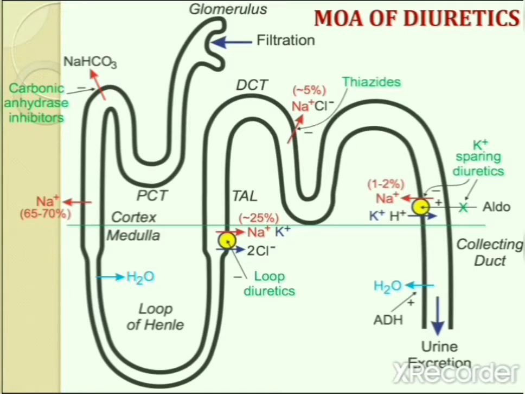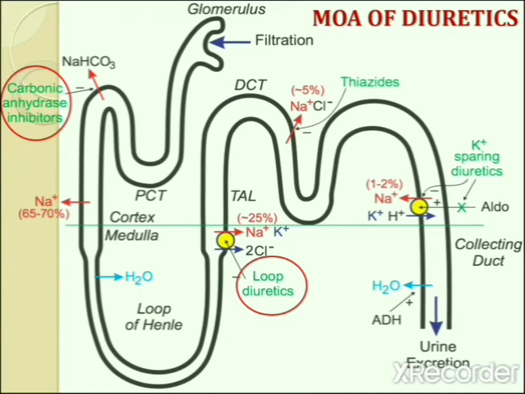The main site of diuretic action is well established for the different groups of diuretics. Carbonic anhydrase inhibitors act on the proximal tubules, loop diuretics on the diluting segment, thiazides on the cortical diluting segment or distal tubules, and potassium sparing agents on the distal tubules or collecting ducts.